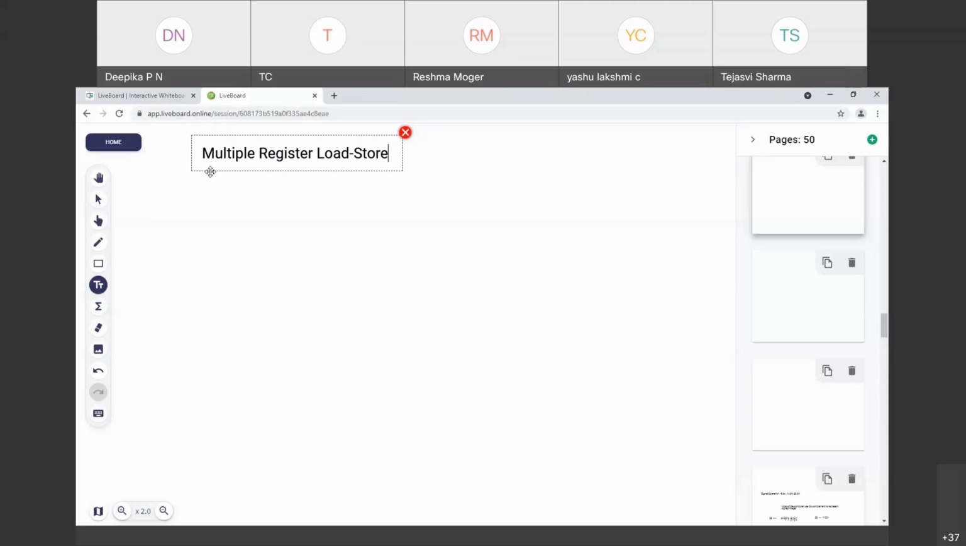LDR is loading the register from the memory. STR means storing the data from register to memory. So memory to register, register to memory. Load and store. Load the register, store the data onto the memory. So load store instructions are of two types: single register instructions and multiple register load store instructions.